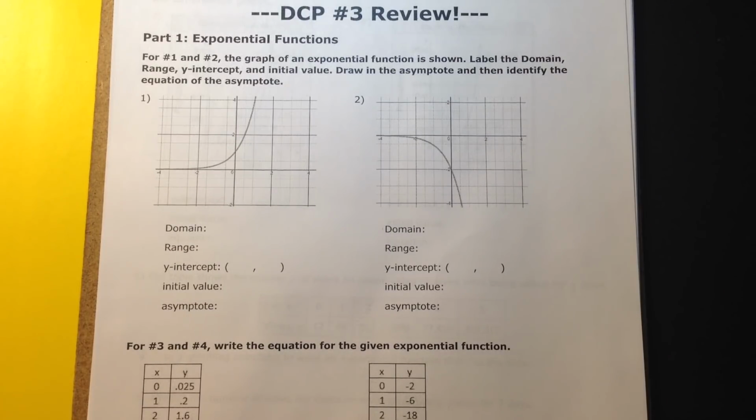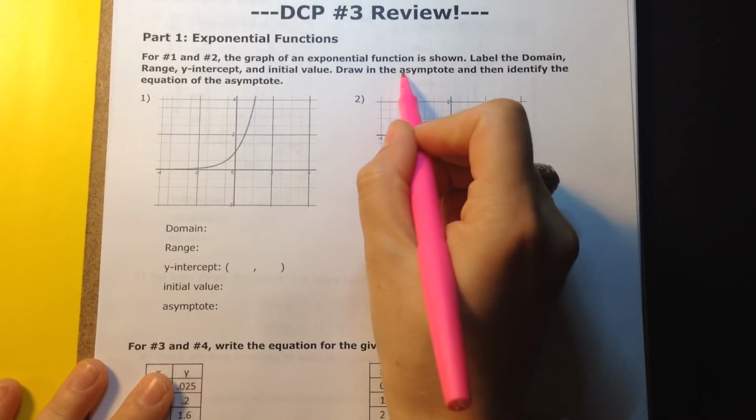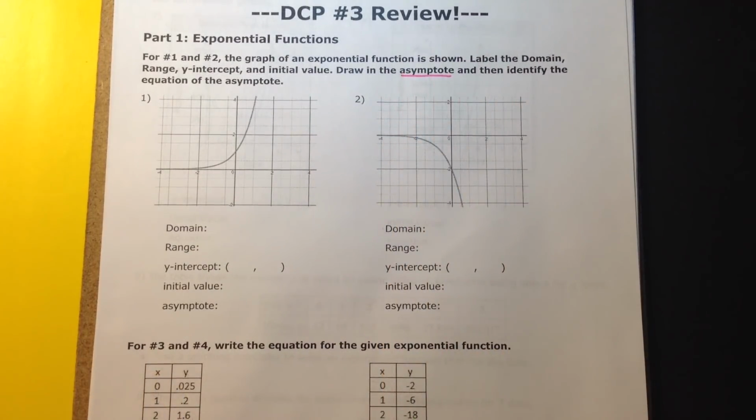The first one, for number 1 and number 2, the directions ask us to graph, or that the graph of the exponential function is shown. We need to label the domain, range, y-intercept, and initial value, draw in the asymptote, and then identify the equation of the asymptote. We're going to start with the easiest part, which is drawing in the asymptote. Remember that the asymptote is a vocabulary word that's essentially the same for every single one of the exponential functions we deal with. It's the line that the graph will come very close to but never touch.